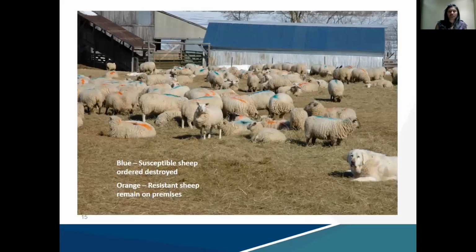This is just a picture of practically on farm how our current policy in sheep would work. We've genotyped them, and so we've labeled there with the blue spray paint the susceptible sheep, the ones we ordered destroyed, and the ones with the orange marks, the orange paint, are the resistant sheep who would remain on premises, and we would continue our cleaning and disinfection plan, that sort of thing.